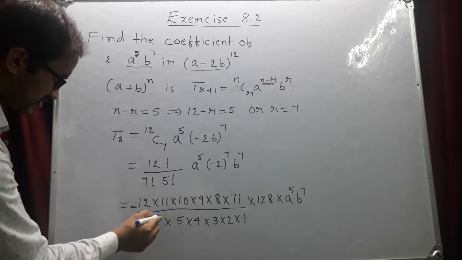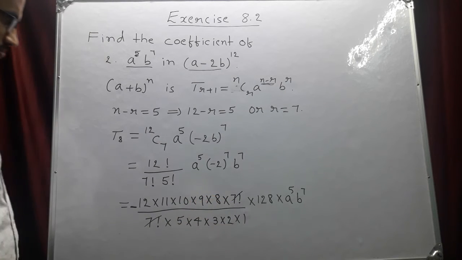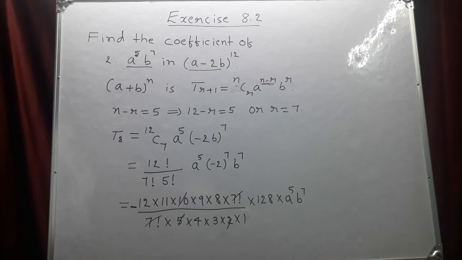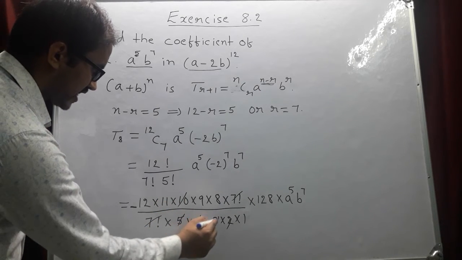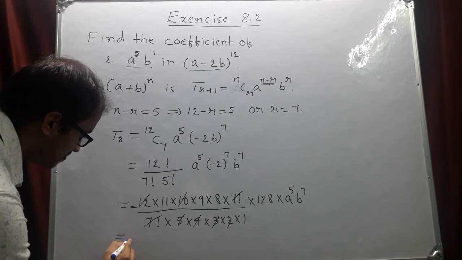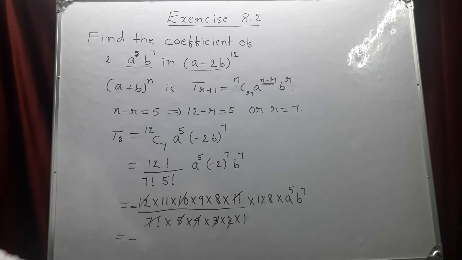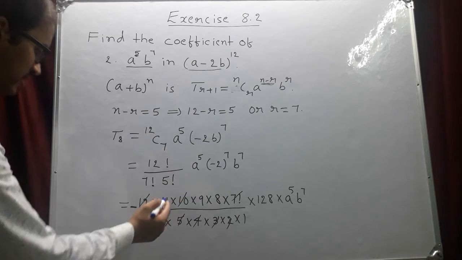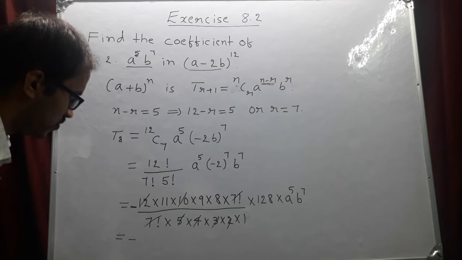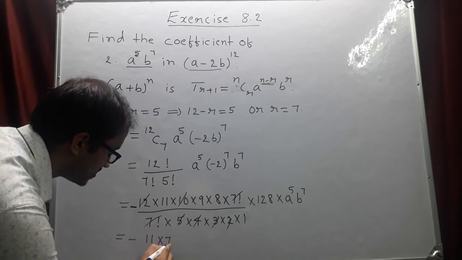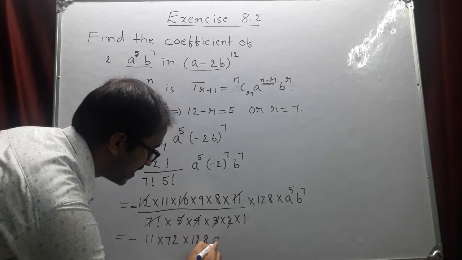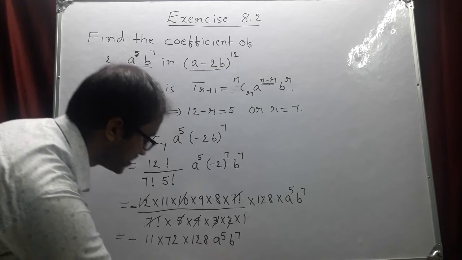So if you simplify, 7 factorial will get cancelled. Next, 5 2s are 10, so 10 will get cancelled. 4 3s are 12, so 12 will get cancelled. So that equals minus of 11 into 9 into 8. 8 9s are 72. So 11 into 72 into 128 a power 5 b power 7.